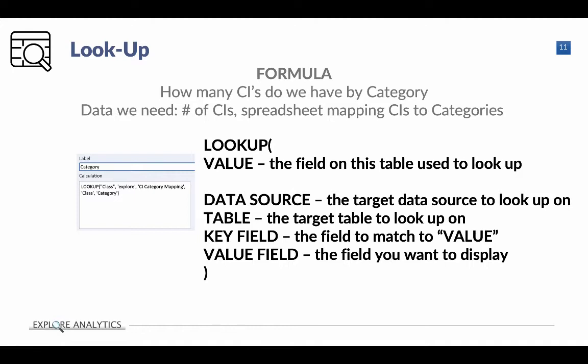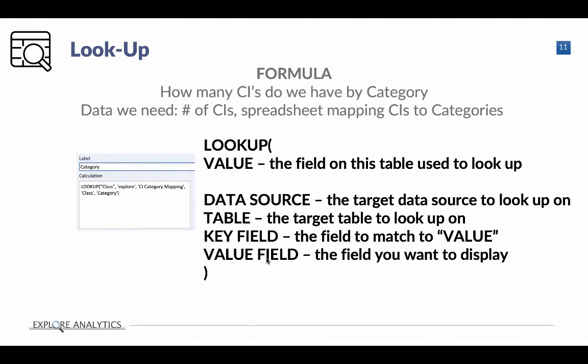So these are the 5 components of the lookup. We're going to pass in a value, which is going to say, this is what we want you to look up in the target table. And then look in this data source for this table and match the value to this key field and return the value field.